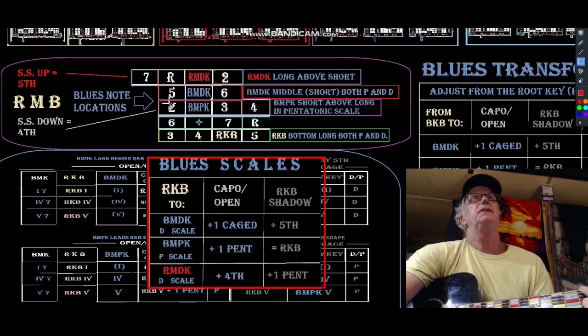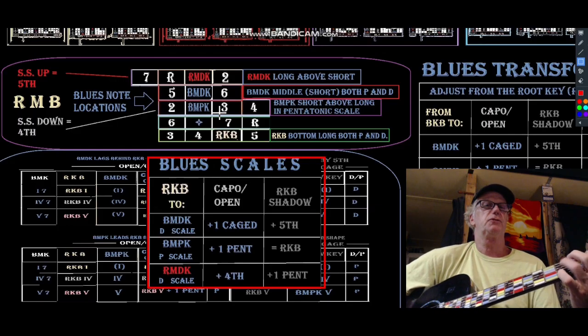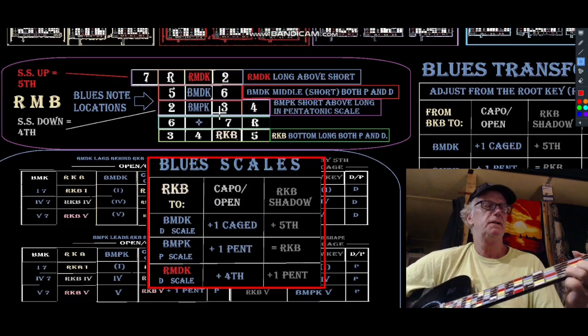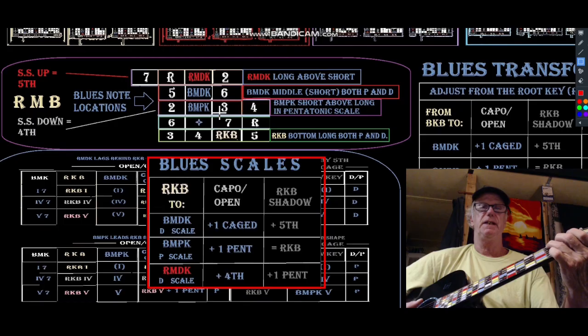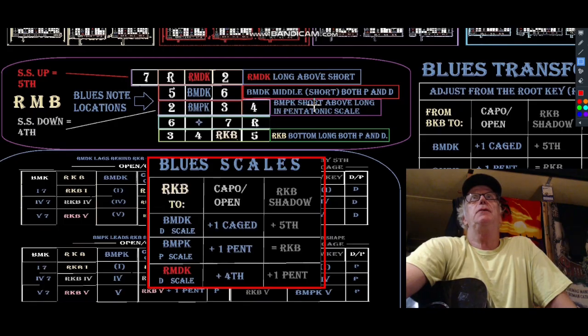Okay, and in that it's 2, 3, because in the D we got 2, 3, 5, 6, root 2, 3, 5, 6, root 2, 3. See that? Same string, same blues. With the Blues Master Pent key, where is it? It's actually the short. It's the short above long. Okay, because we're in the Pent key.